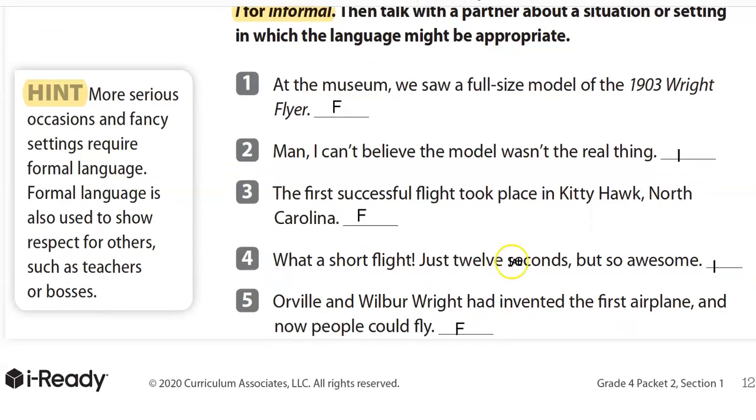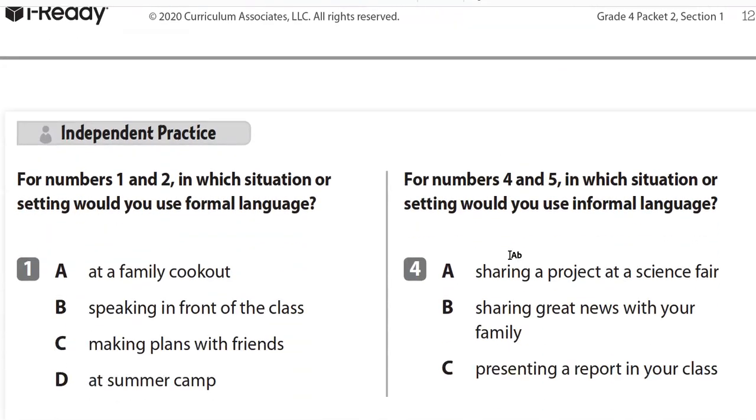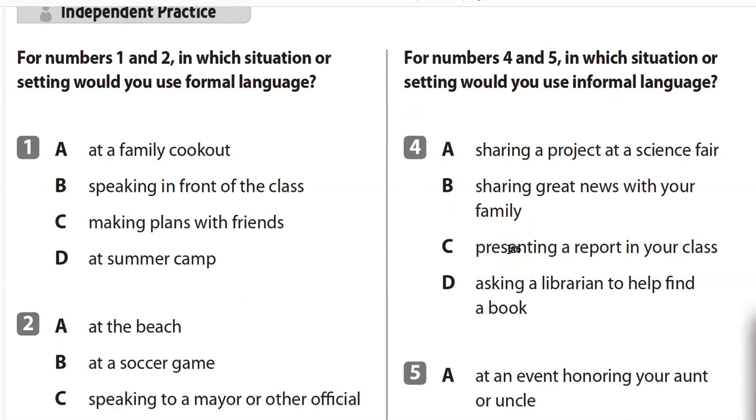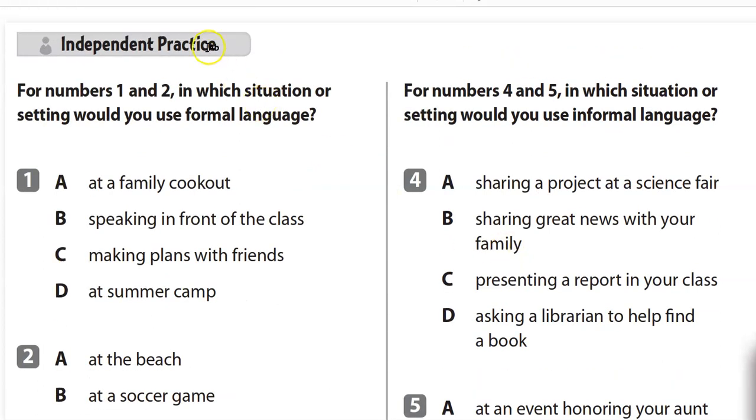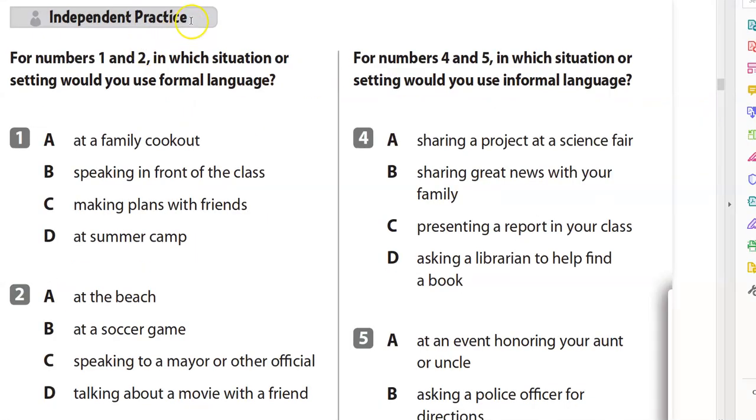Okay, so now that we've done our guided practice, let's scroll on down to the independent practice. Independent means that you try this on your own. Okay, so here we have independent practice. And I'm going to read the directions to you and go over what each is asking, but then I want you to try it on your own.